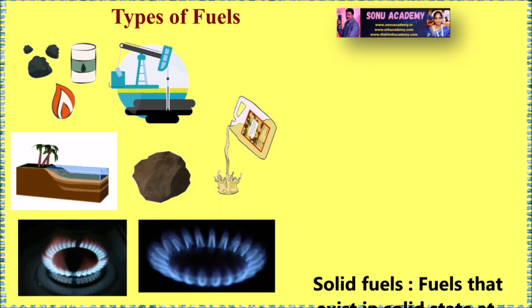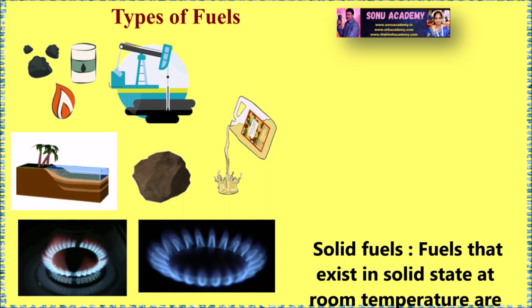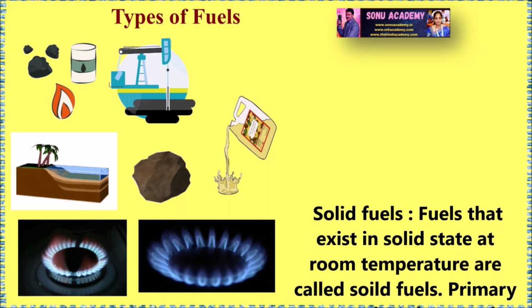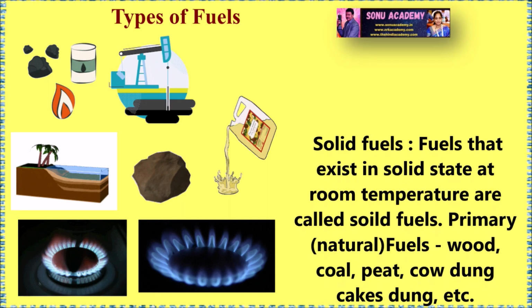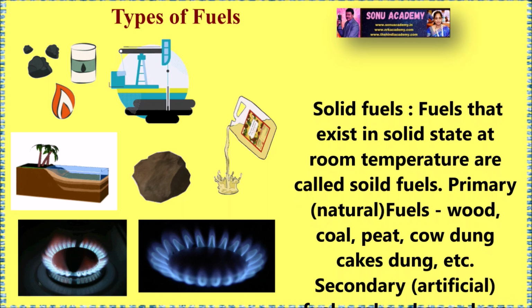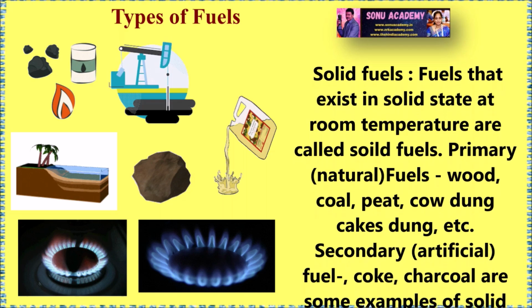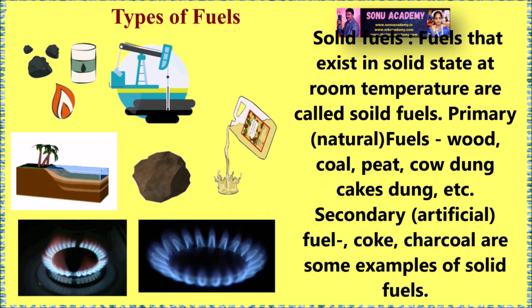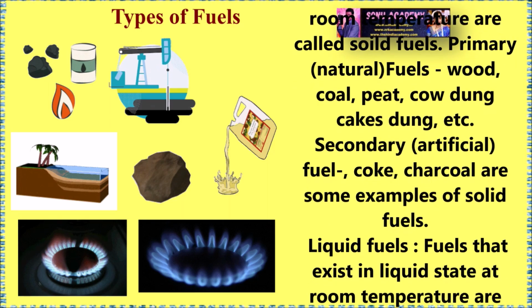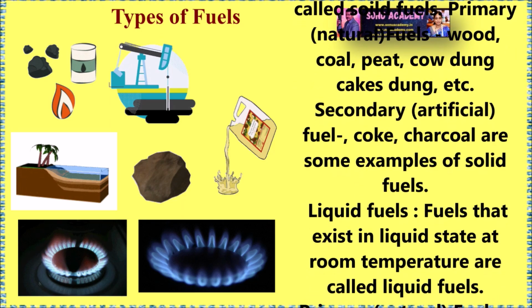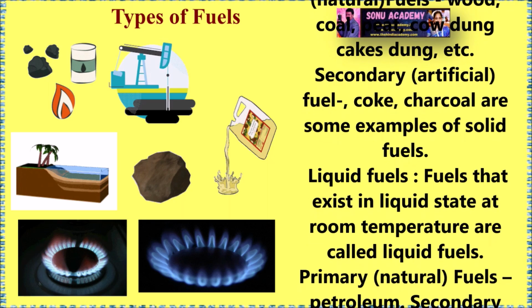Children, let us discuss types of fuels. There are three types of fuels. First one is solid fuels. Fuels that exist in solid state at room temperature are called solid fuels. Examples of primary natural fuels are coal, wood, peat, cow dung cakes, etc. Examples of secondary artificial fuels are coke and charcoal. These are some examples of solid fuels.